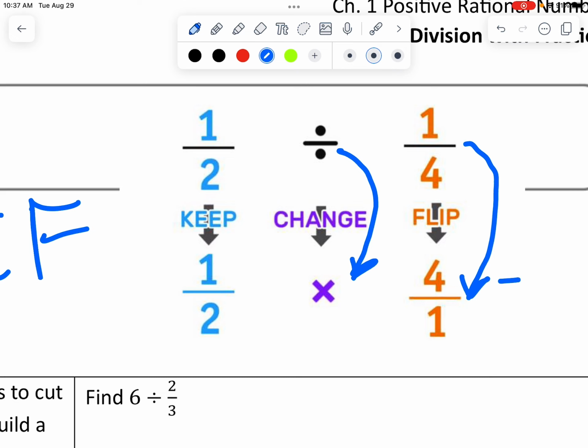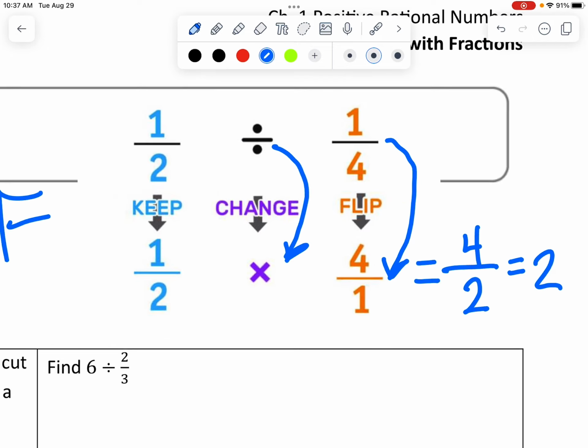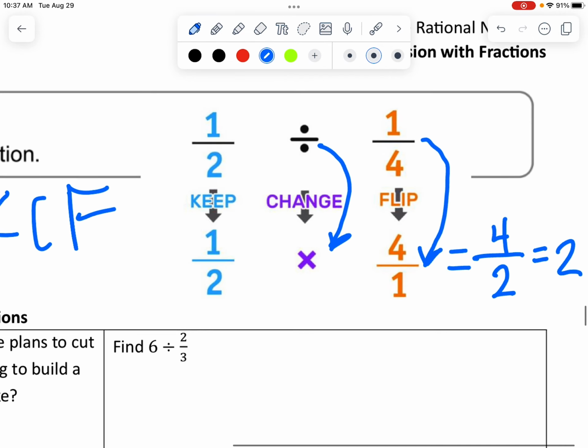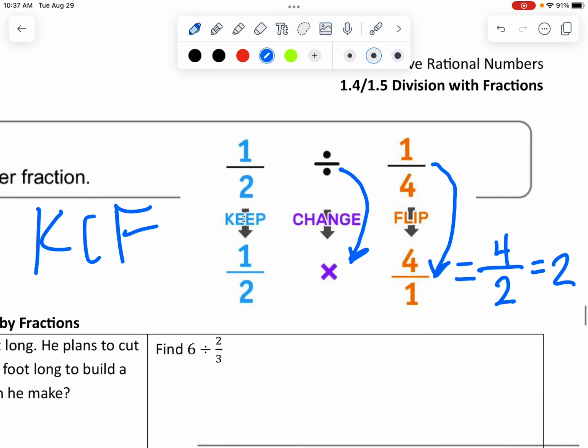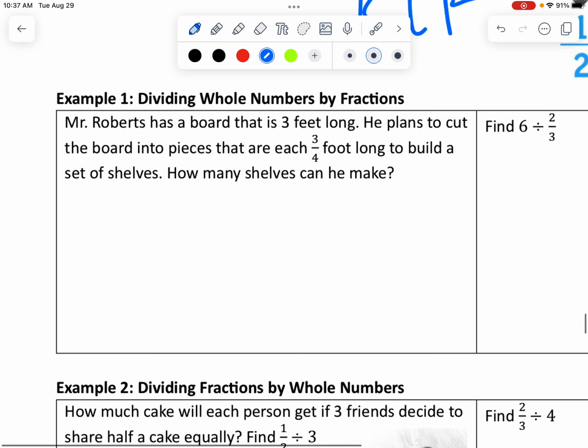So for this, we would get 1 times 4 is 4, and 2 times 1 is 2. So we get 4/2, which is 2, because that's 4 divided by 2, which is 2. So when you divide fractions, you have to remember keep, change, flip, or KCF, however you want to memorize that.